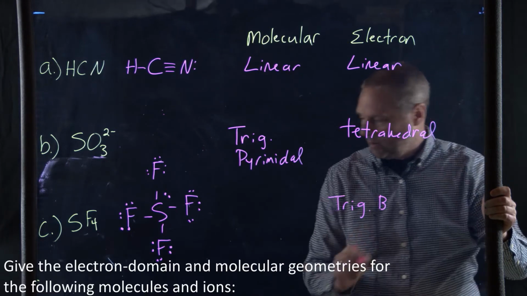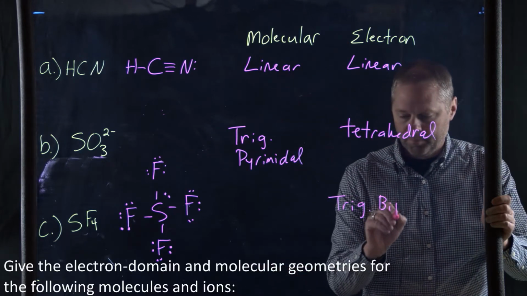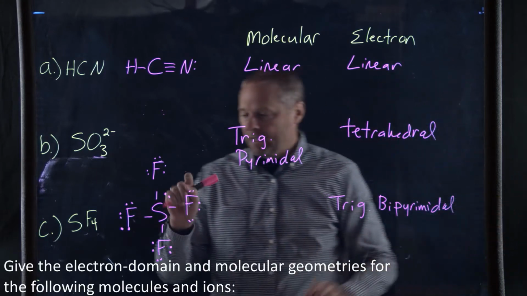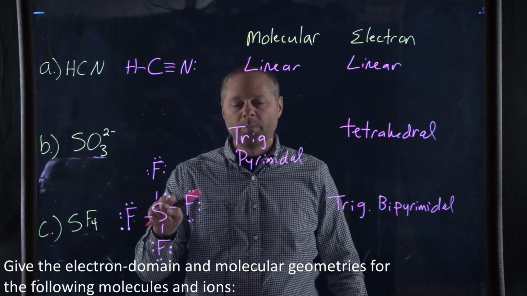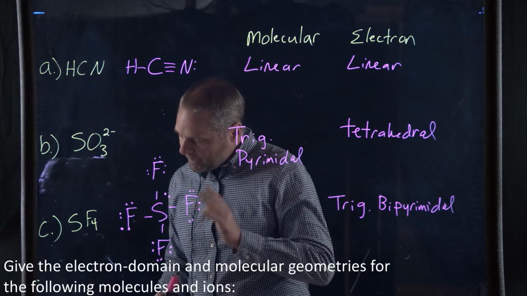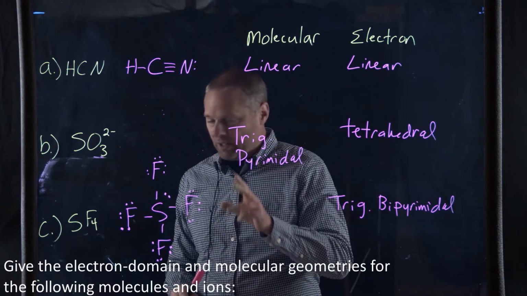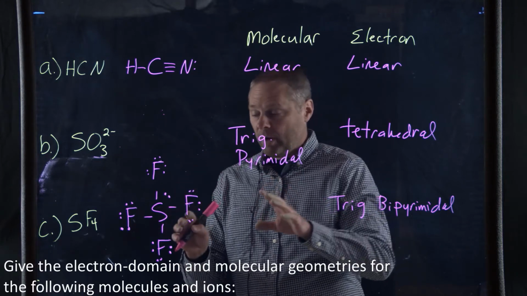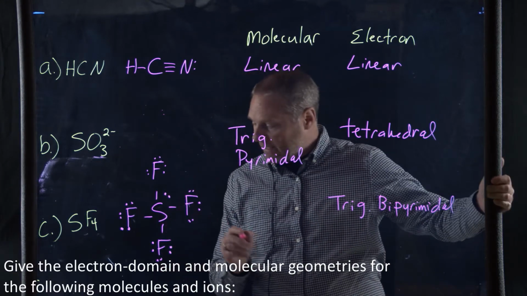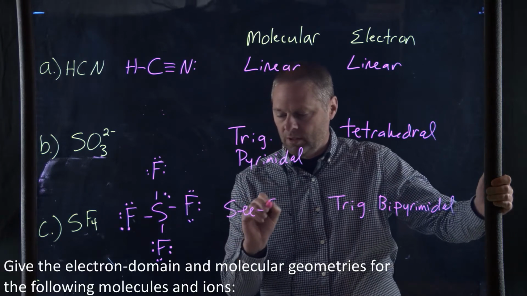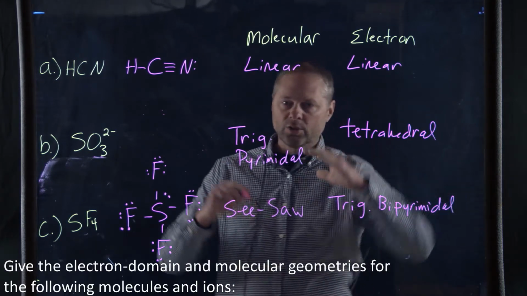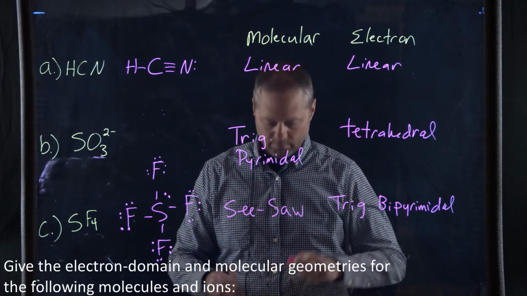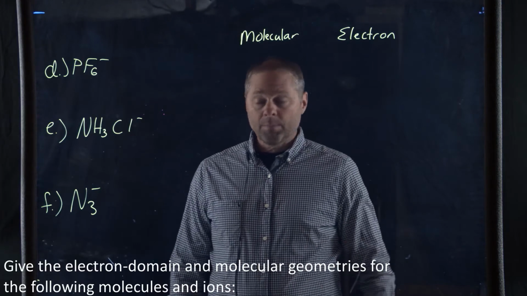So there's 5 domains around this sulfur, and this is going to be trigonal bipyramidal as the electron domain geometry, because you have to take into account that lone pair of electrons. Because of that, the molecular geometry becomes what is called a seesaw. So it sort of looks like a seesaw is the shape of it.